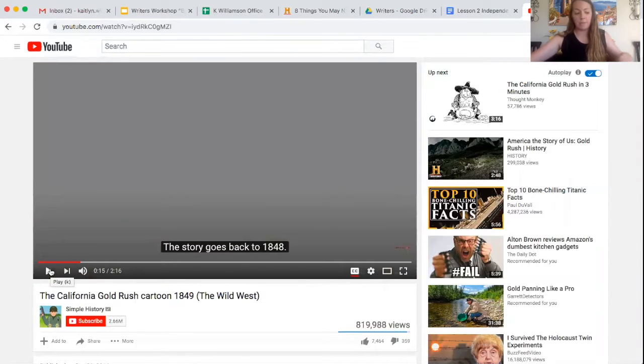So right away, I noticed that I made a mistake in my original research. If you notice in my possible sections, I put John Sutter here, which he was important to this because he was the one who owned the mill, but James Marshall was actually the person who discovered gold. So I'm going to add that to my notes because that's a really important detail that I want to include in my book. Let's keep watching.